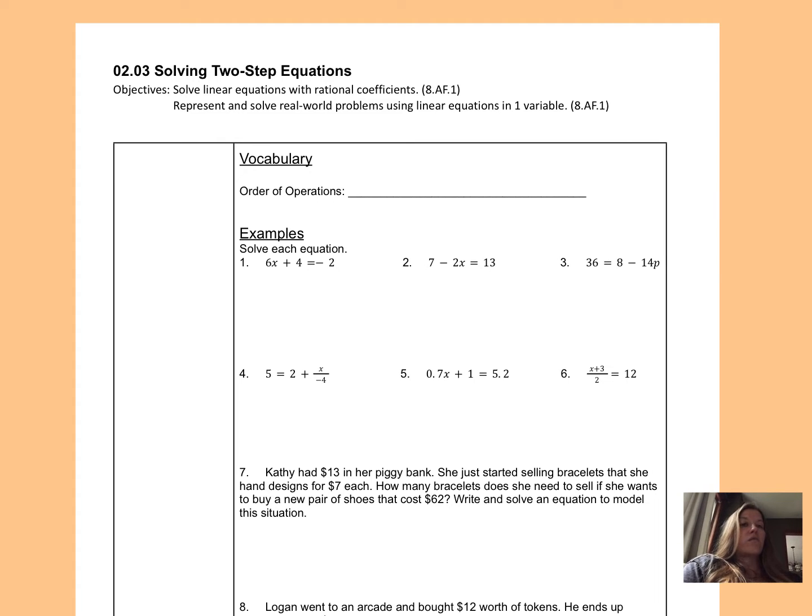when we have the multiply and divide and the add subtract. So those are the two we're going to focus on for this.